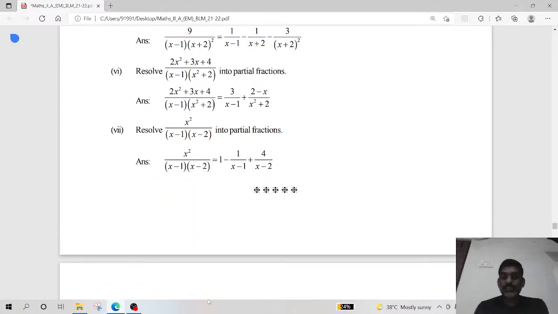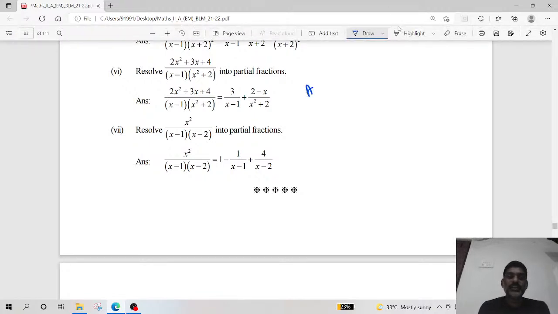Next, question number 6. 2x square plus 3x plus 4 divided by x minus 1 into x square plus 2. Still linear only, but x minus 1 is okay. A by x minus 1; x square plus 2 we cannot further factorize. It is not a linear factor, so we can write A by x minus 1 plus (bx plus c) divided by x square plus 2. That means ax plus b.